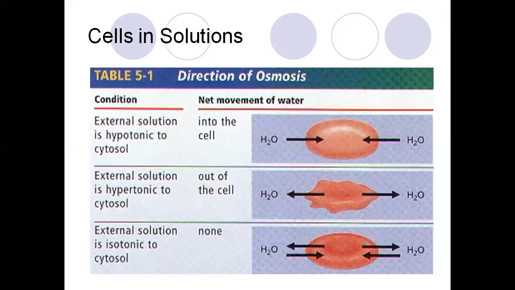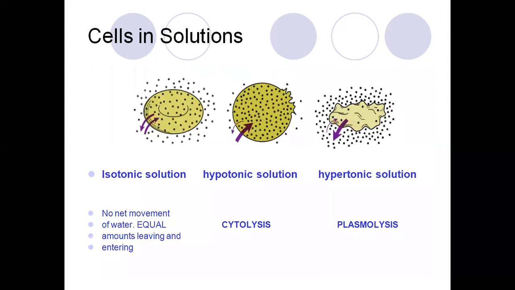So for the cell in solutions, first consider the condition and the net movement of water. If the external solution is hypotonic to the cytosol, water molecules move into the cell. If the external solution is hypertonic to the cytosol, the water molecules move outside the cell. If the external solution is isotonic, then equilibrium of water molecules happens.